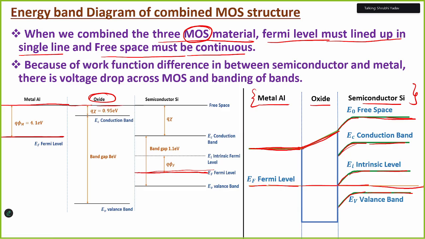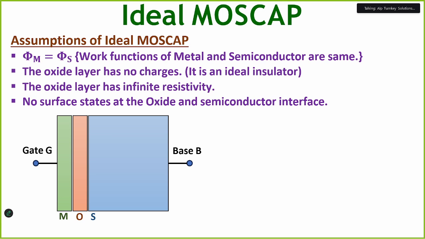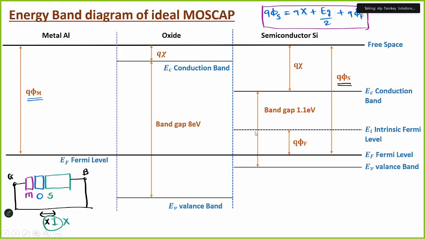Yes, sir. Okay, next you will see the ideal MOSFET, the ideal MOS cap. These are the assumptions. You need to consider the work function of the metal equal to the work function of the semiconductor. The oxide layer has no charges. The oxide layer has infinite resistivity, and there are no surface states or oxide-semiconductor interface states. This is the ideal MOS cap.